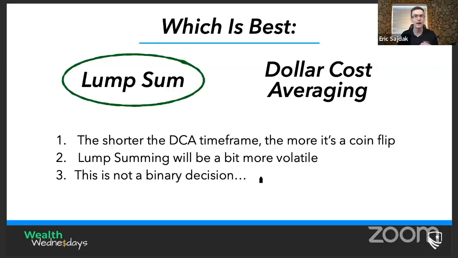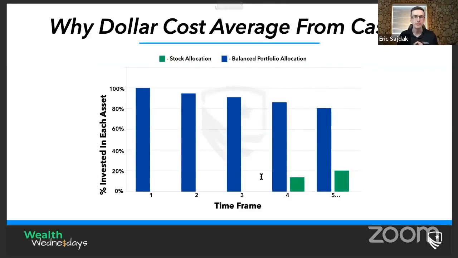Also note though, this is not a binary decision. This does not have to be that we're taking money from cash and now we're deciding to invest it in the markets or we're keeping it in cash. Okay, here's an idea that's kind of an in-between on both sides. So what if we lump sum, but now we just dollar cost average into a different asset?